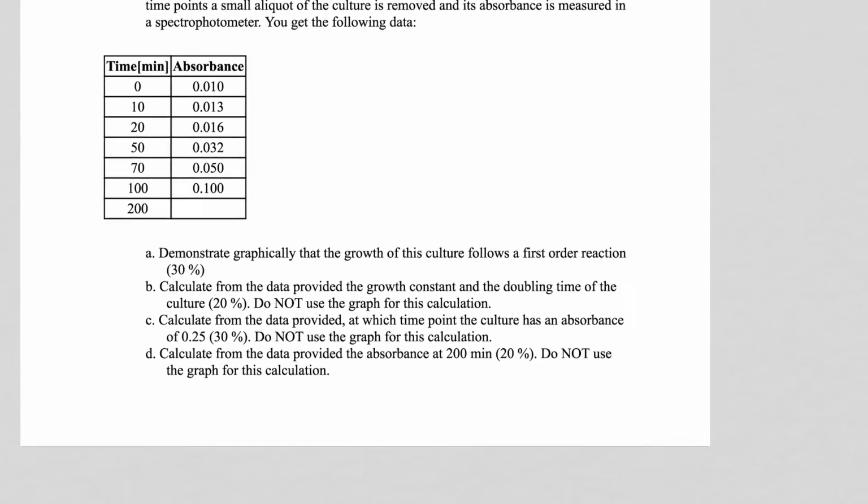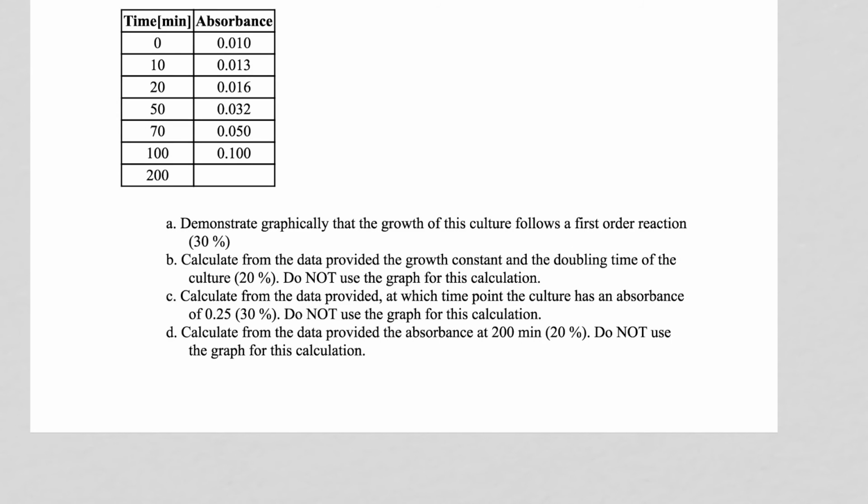I'm not going into detail for the last question. Just showing you how you would do that. The last question says, calculate from the data provided the absorbance at 200 minutes. Do not use the graph. So how can you do that? What are we looking for in this case? We are looking for the number in this box. What do we know about this number? We know it's greater than 0.1. It must be greater than this one because we've got 200 here. So it must be greater than the absorbance at 100 minutes because it's a growth.